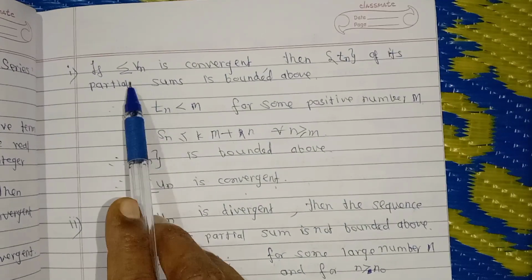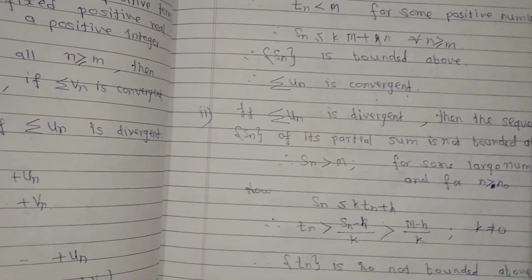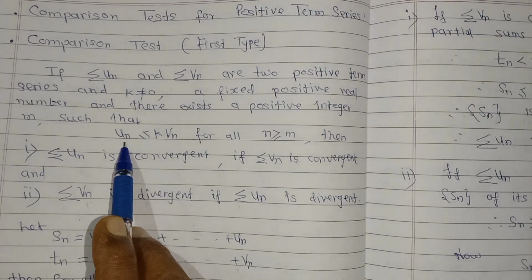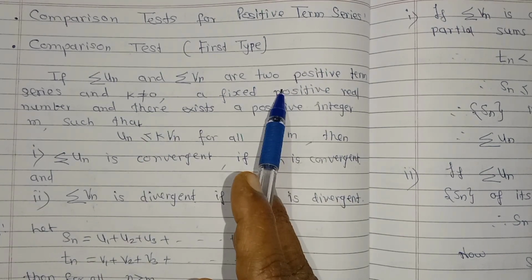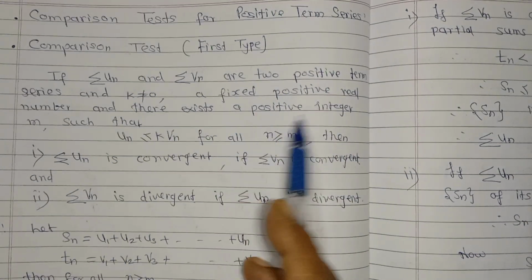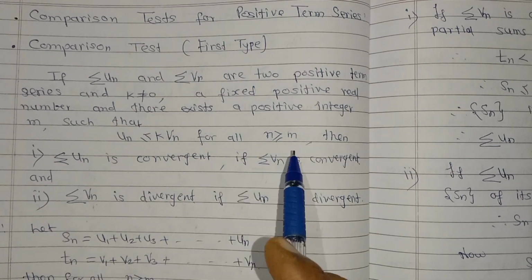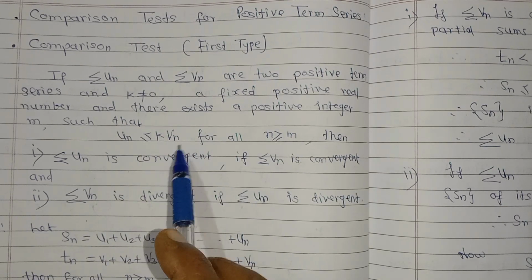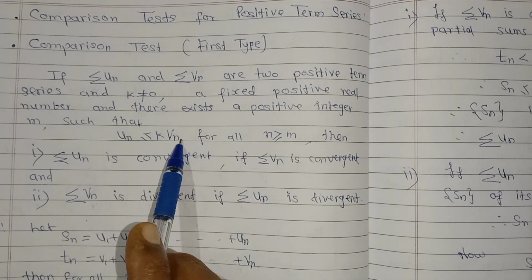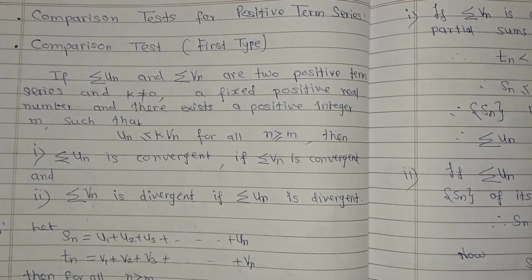And the first case is: if summation of vn is convergent, then the series summation of un is convergent. Thus, if un and vn are two positive term series, and k is a positive real number, and there is a positive integer m such that un is less than or equal to k into vn, summation un is convergent if summation vn is convergent, and summation vn is divergent if summation un is divergent. We get this result.